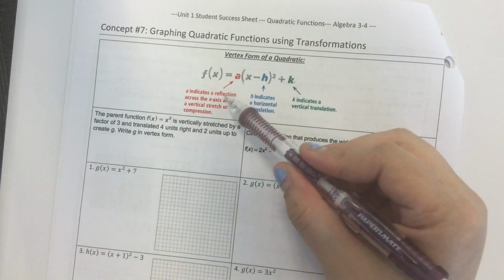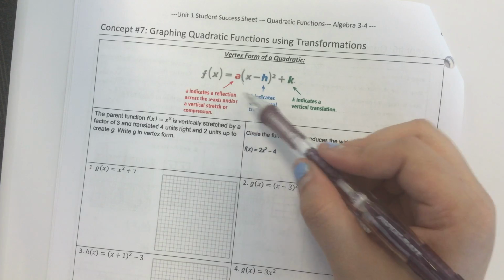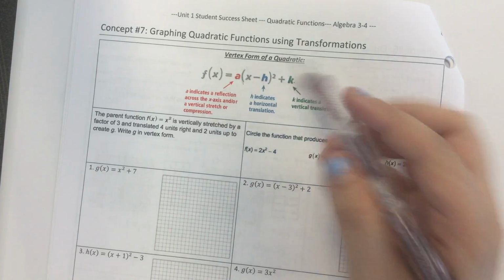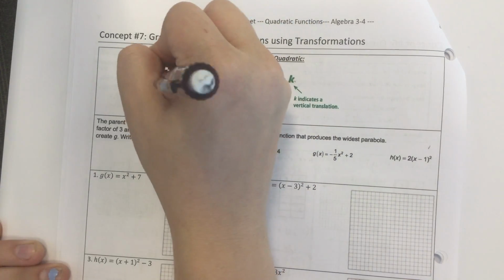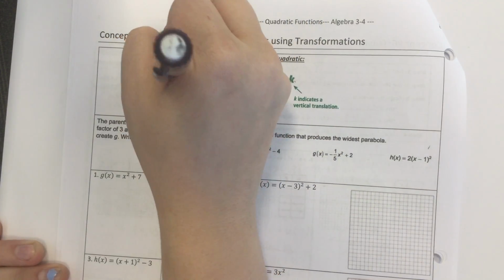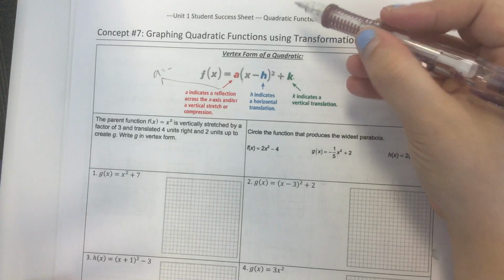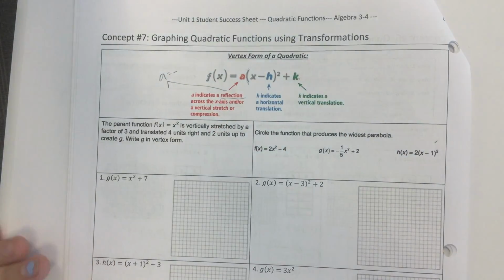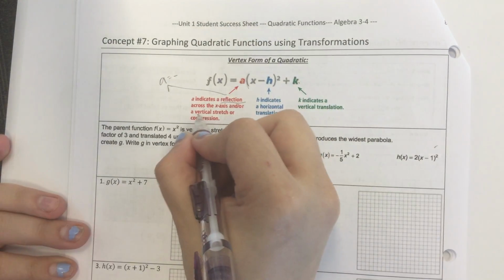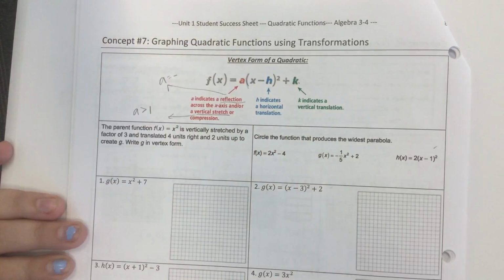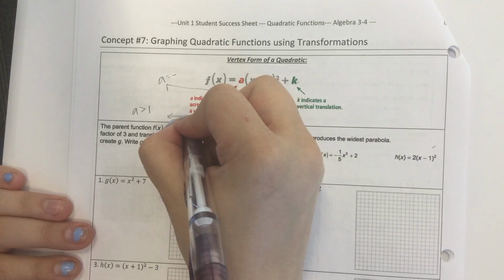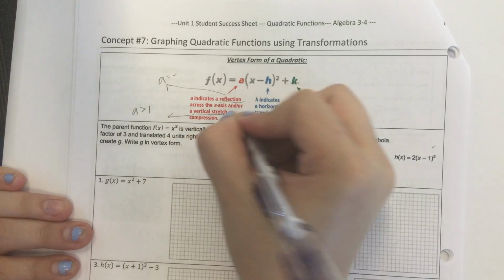This indicates a reflection across the x-axis or a vertical stretch or compression. So the way we know if a is a reflection is if a is negative. If there's a negative sign, we know there's going to be a reflection. Okay? A vertical stretch is if a is bigger than 1. And a compression is where a is less than 1.